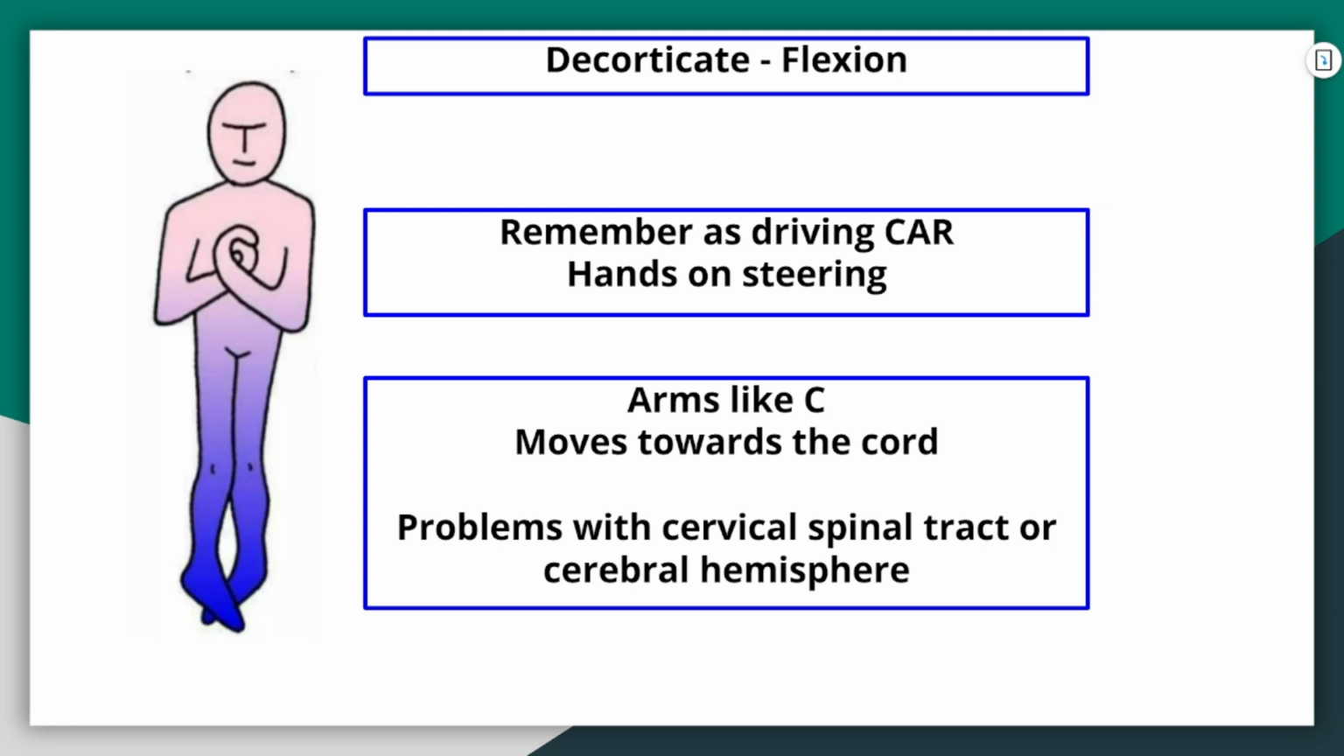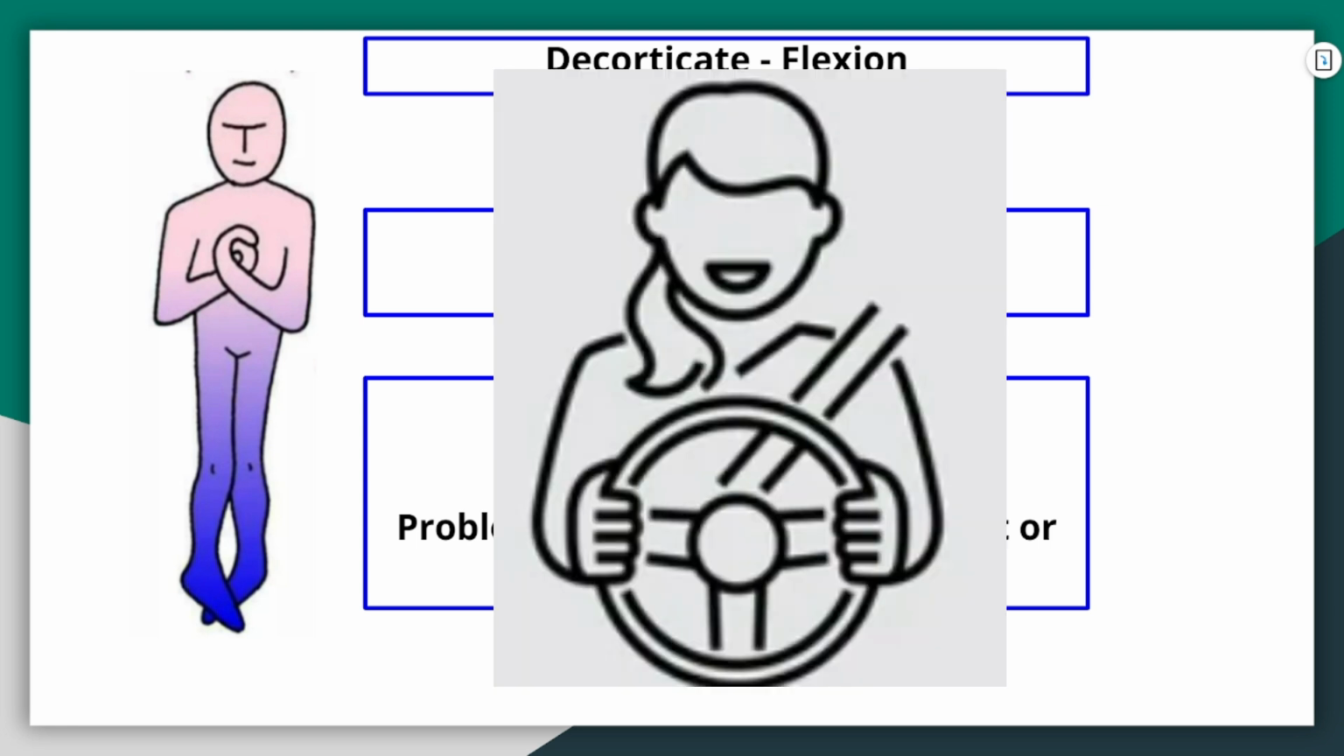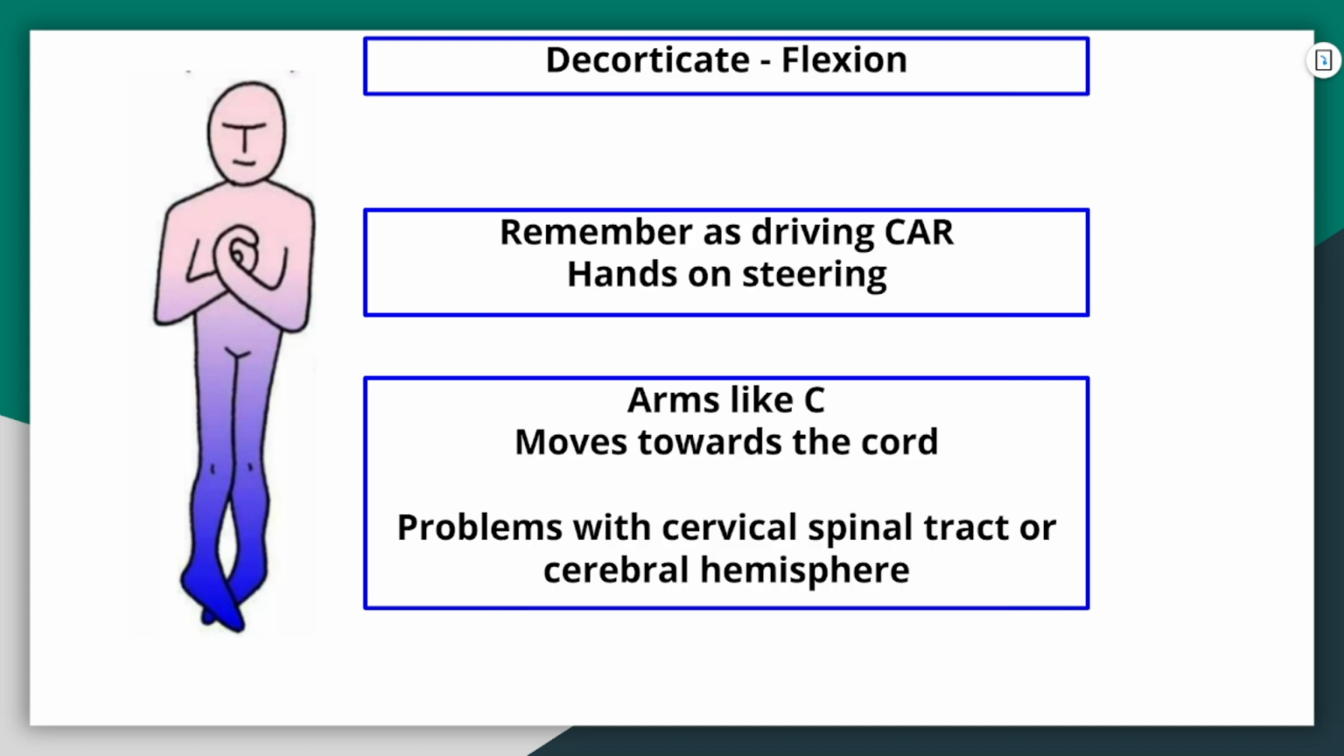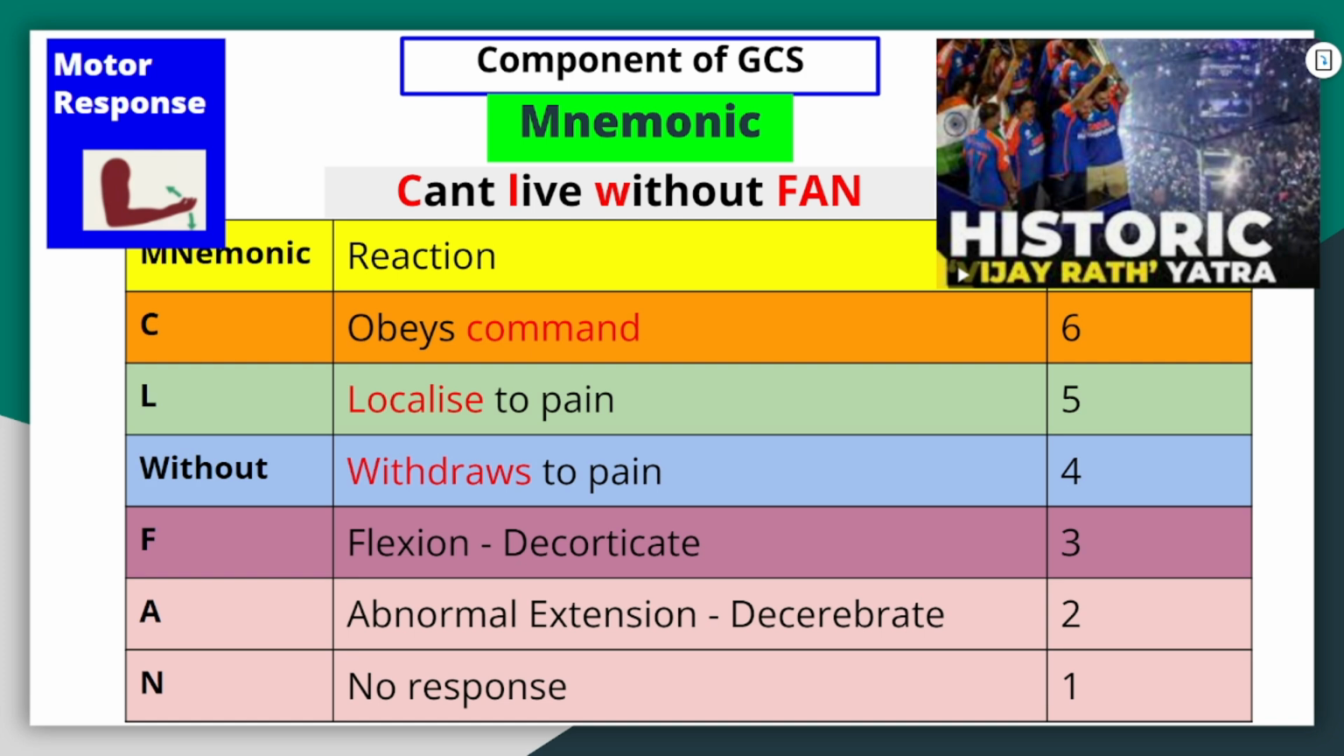Easy to remember is driving a car. Arms, like C, move towards the chest. Problem in C: cervical spine, cerebral cortex and internal capsule. A stands for abnormal extension, aka decerebrate posturing.